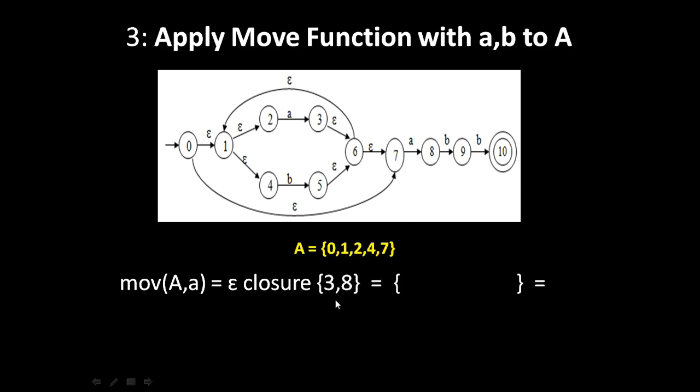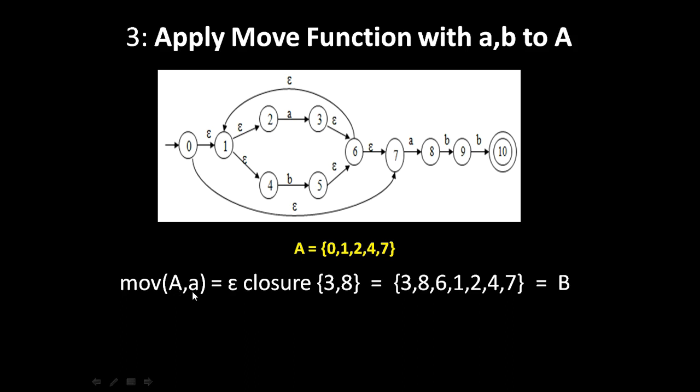Now I find the epsilon closure of 3 and 8. The first step is to write 3 and 8 directly. Then I find the epsilon states from these two states. From 3, 6 is the epsilon state. Then from 6, 1, and from 1, 2 and 4. Then from 6, 7 is also an epsilon state. So I write 6, 1, 2, 4 and 7. I compare this with the previous state. This is a new one, so I name it B. So Move(A, a) is over.